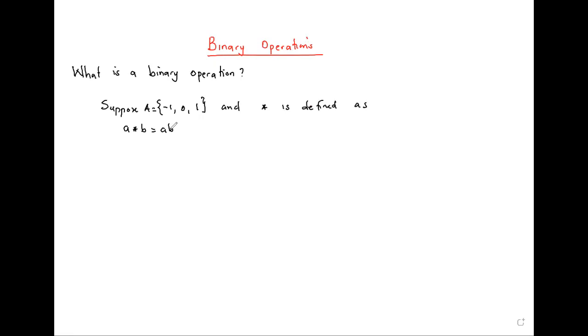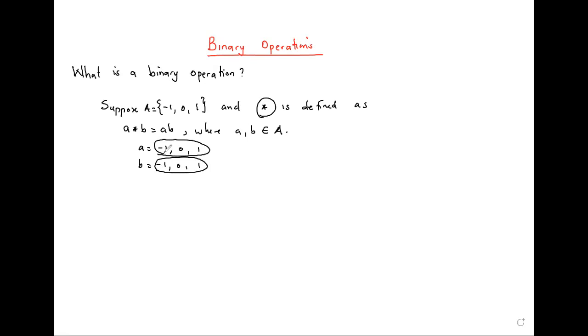So we have defined the star. We define this star here in such a way that A and B are members of A. So you have A and B members of A, meaning that A is either -1, 0, or 1, and B is either -1, 0, or 1. These are the only options that are there for B, the only options that are there for A. You can only pick A and B from these options.